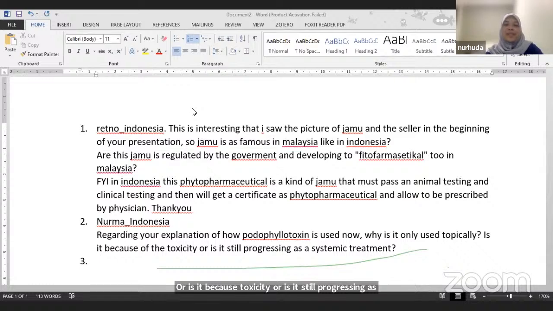It is because of its toxicity. It shows in the lab, in vitro, and even in animal studies that it stopped the growth of cancer cells, the growth of the tumors, but then it is too toxic to be consumed. So that's why it's only for topical use.